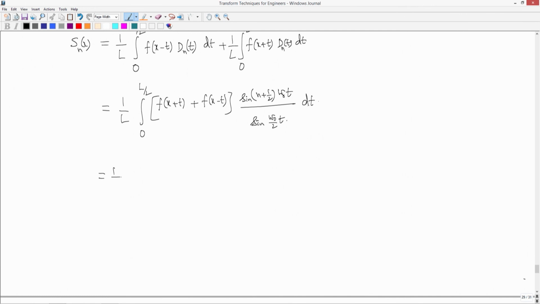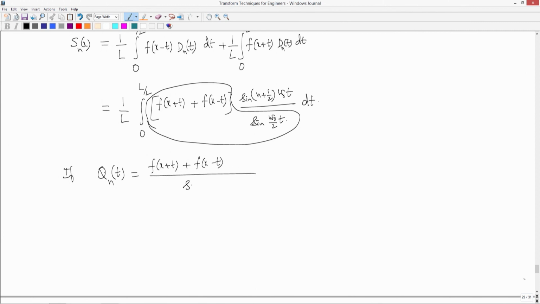So what I do is a small trick here. I am going to assume that this quantity is one function. What we are going to show, eventually, maybe in the next video, is that if I call this quantity qn of t, it is f of x plus t plus f of x minus t, x is fixed, that is why I am calling it a function of t, divided by sine omega naught t by 2. This has to be well defined.